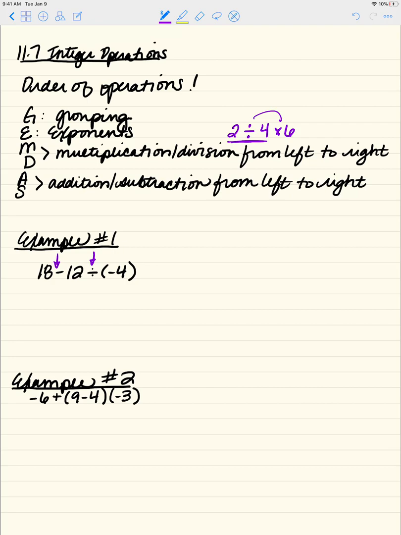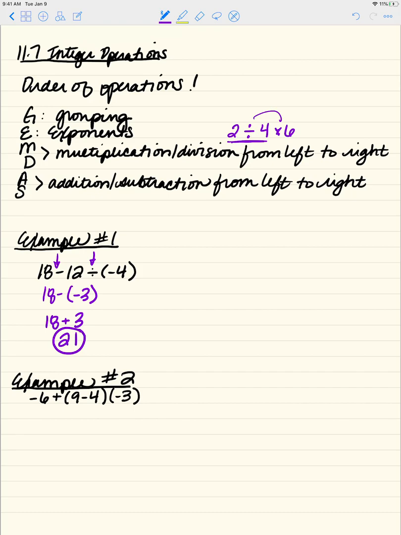So 18 minus, we haven't done anything with the 18 or the subtraction because we're going to do the division first. So we have 12 divided by negative 4. 12 divided by negative 4 is negative 3. So now we have 18 minus negative 3. Remember, change your subtraction to addition and add the opposite. So 18 minus negative 3 becomes 18 plus the opposite of negative 3, which is 3. So the answer to that is 21.